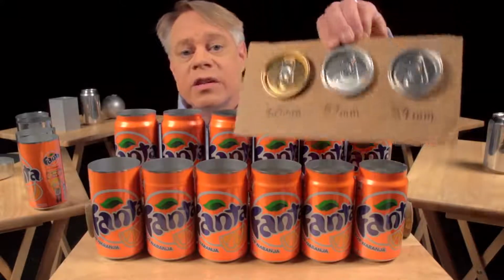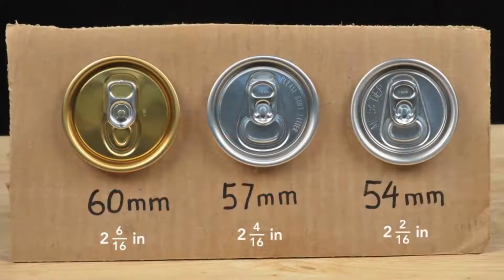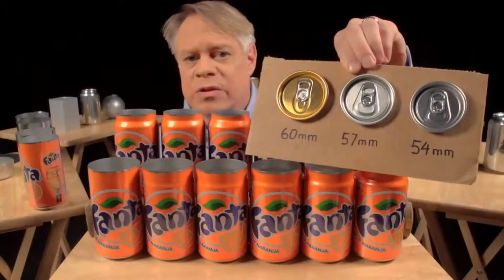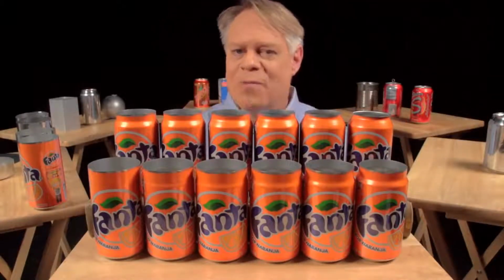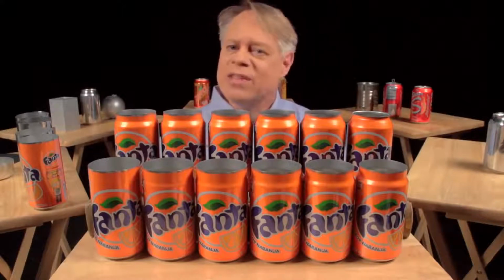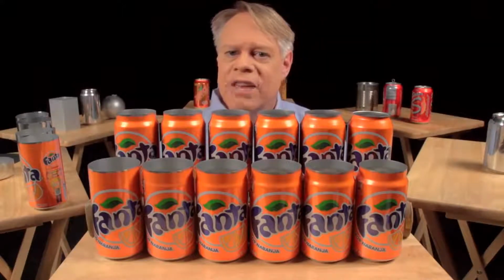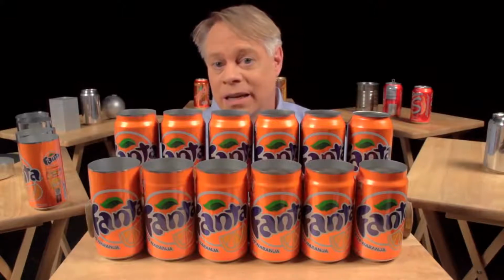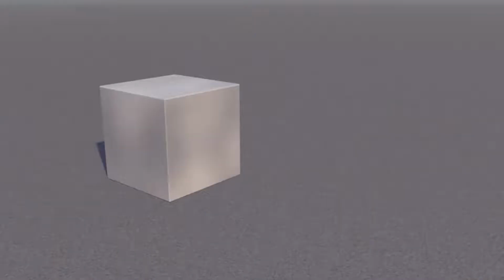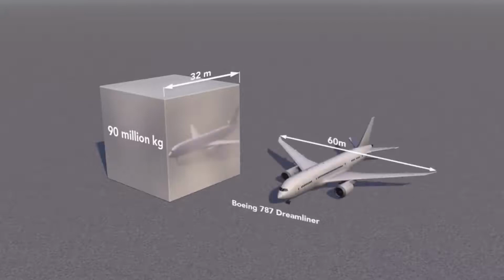Since the 1960s, the diameter of the can end has become smaller by 6 millimeters, from 60 millimeters to 54 millimeters today. This seems a tiny amount, but the aluminum can industry produces over 100 billion cans a year, so that 6 millimeter reduction saves at least 90 million kilograms of aluminum annually. That amount would form a solid cube of aluminum 32 meters on a side. Compare that to a 787 Dreamliner with a 60-meter wingspan.